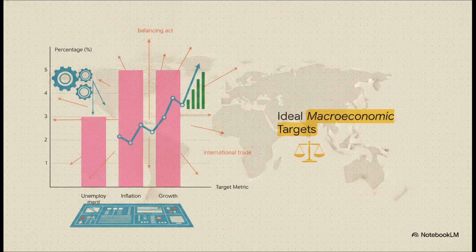But here's the catch. Hitting these exact numbers is the ultimate balancing act. There's this inherent conflict built into these targets. If you push the economic engine too hard trying to get massive, rapid growth, you risk overheating the whole system, and bam, inflation spikes. But if you try to crush inflation entirely, you might stall out the growth engine and cause unemployment to skyrocket. It is a constant tightrope walk for policymakers.